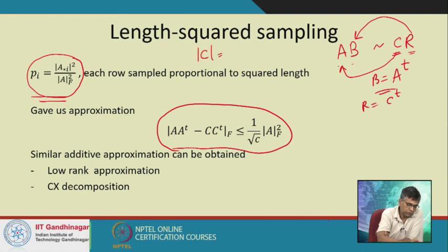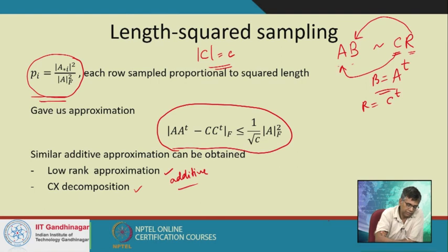And what we discussed was that once we choose these values of p_i, we get this particular approximation, right? If I happen to choose small c columns in C, I am sort of overloading the notation C; I'm using it both as a set and as a matrix. But then I get the guarantee that A A transpose minus C C transpose Frobenius is not very big, in the sense that it is Frobenius norm of A squared divided by square root of c. Okay. And this particular sampling and this particular decomposition can then be used to obtain low rank approximations and CX decompositions with additive error.